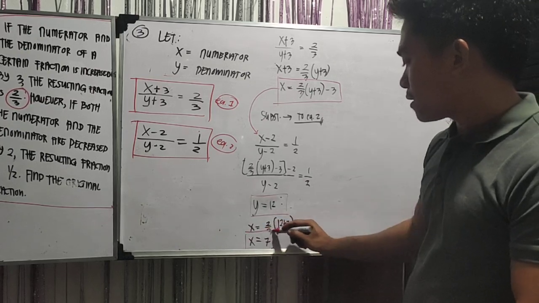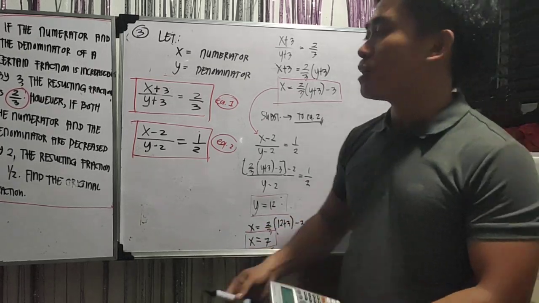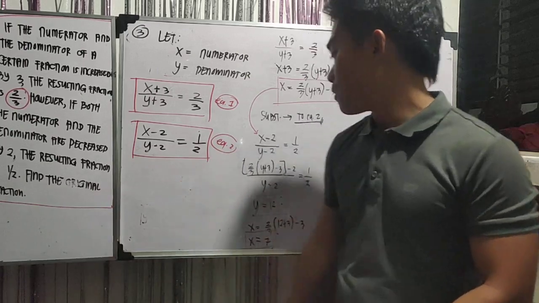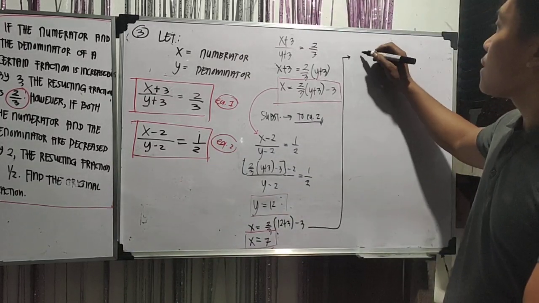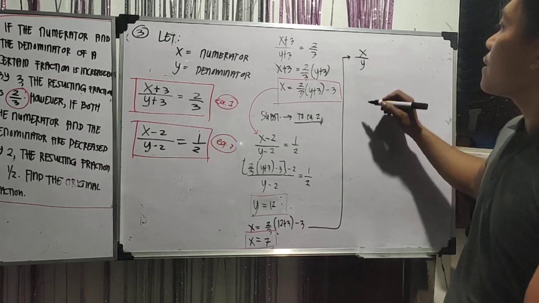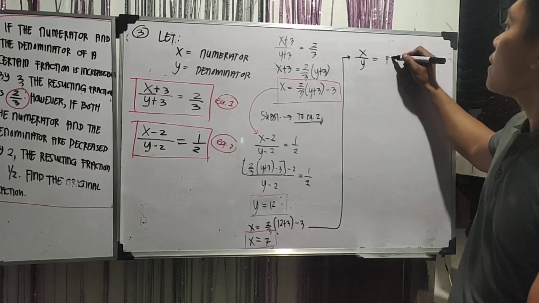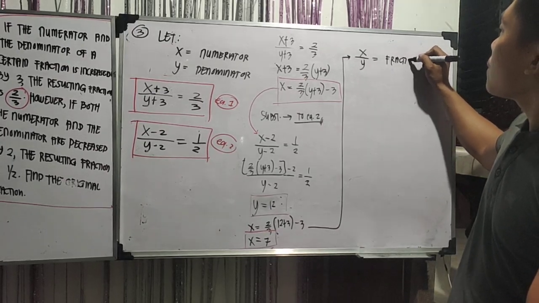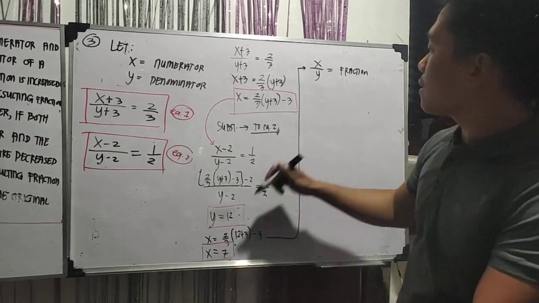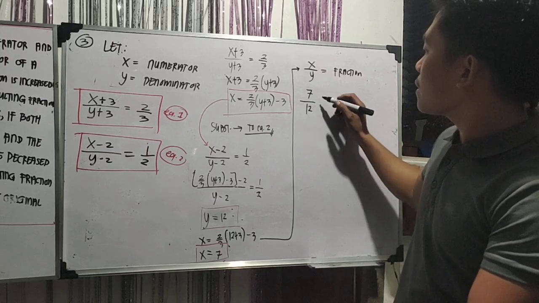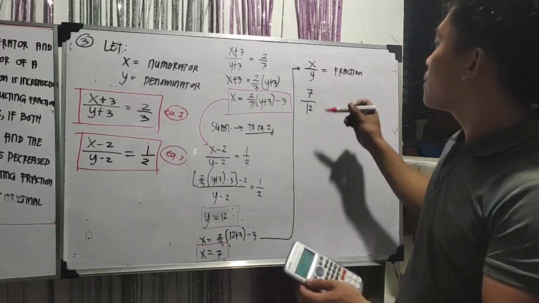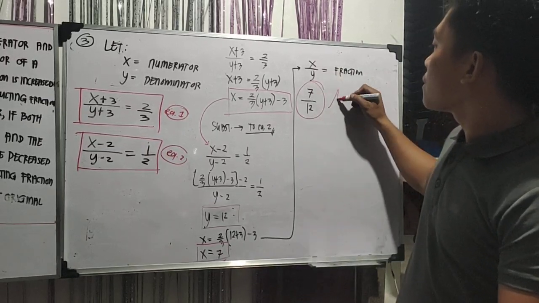So, question is, what is the value of the original fraction? So, in short, the value of the original fraction is what? Of course, x over y lang yan. This is the fraction. Ito ngayon yung hinahanap natin. So, what is the value of x? It is just 7 over y, which is 12. Okay? Ito ngayon yung sagot.